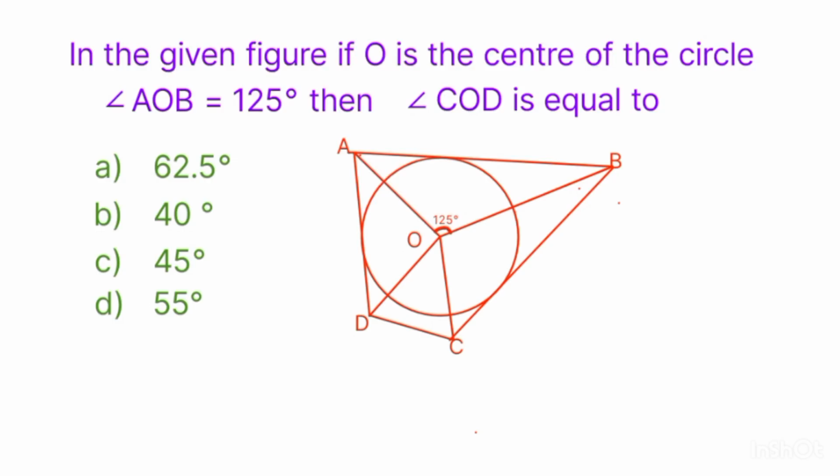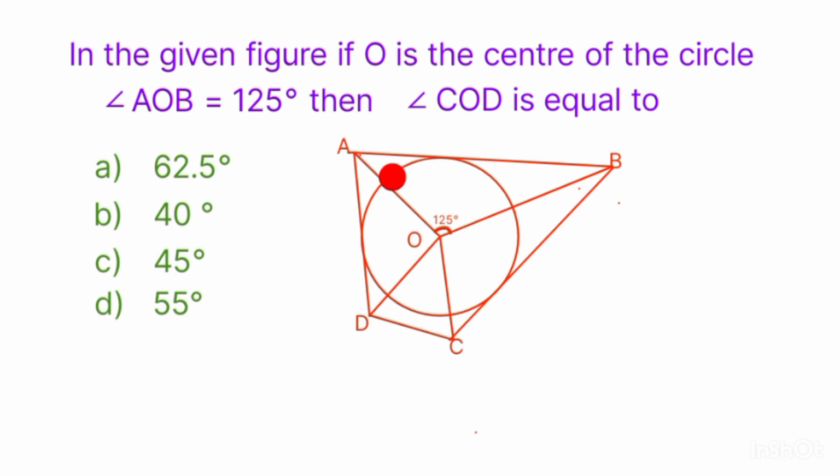Hello everyone. In this question, in the figure, O is the center of the circle. This is a circle which is inscribed in a quadrilateral and O is the center of this circle. Angle AOB is 125 degrees, and we have to find angle COD. These are the given options. So let's see how to solve this question.